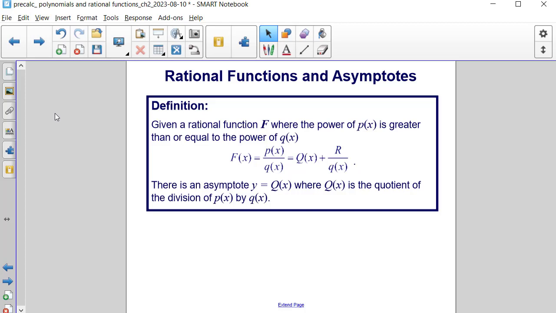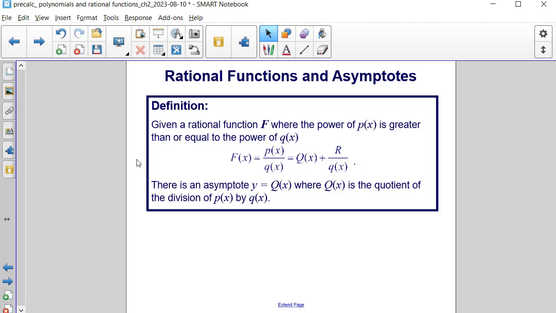Now let's discuss rational functions and asymptotes aside from the horizontal and vertical asymptotes that we've discussed before. We'll begin with slant asymptotes. And here's the definition for it.